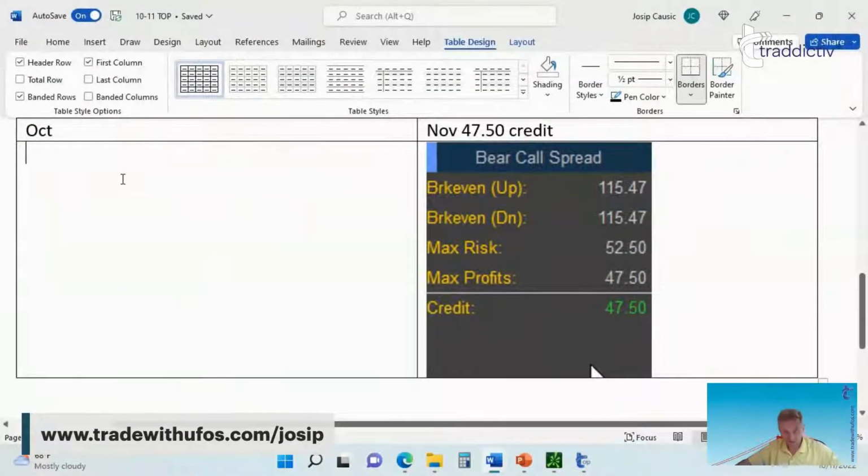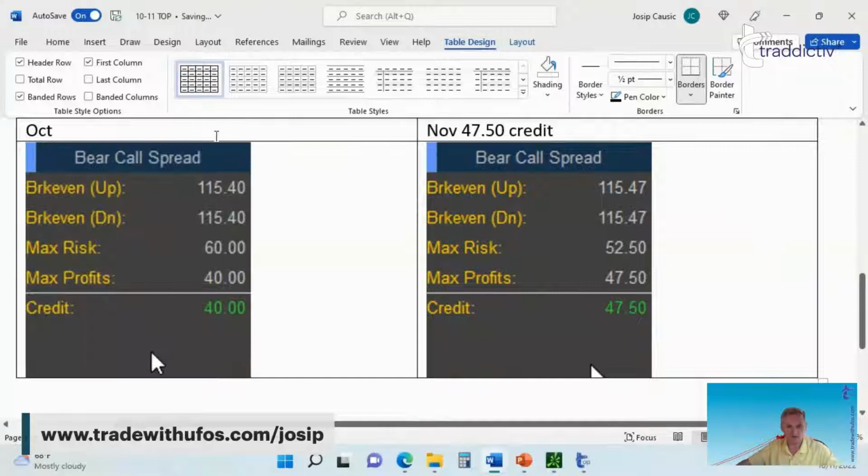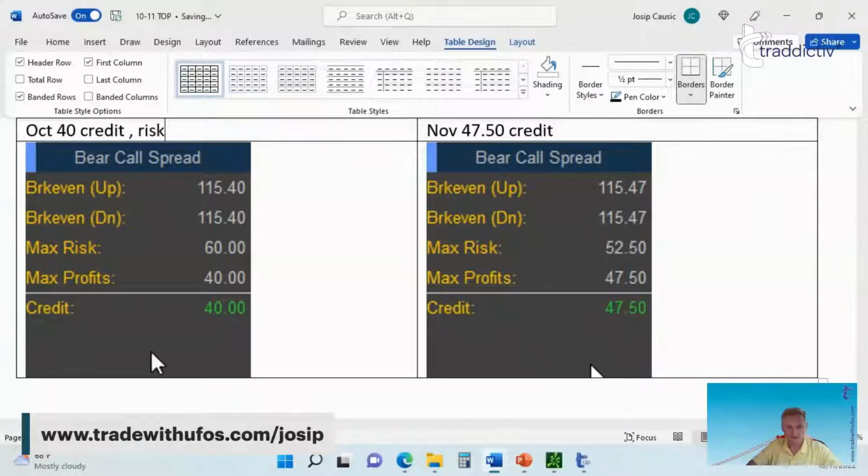How did I arrive at that conclusion? Oh, now since I took a snapshot, it changed. So anyway, they give me $40 credit while I'm risking $60. Okay, now this is nice in theory, but by the time I pull up my Thinkorswim platform and place it, the numbers might be different.